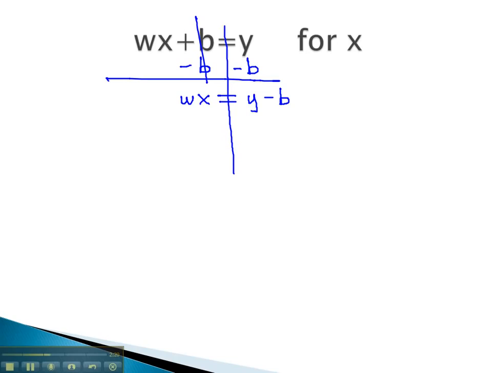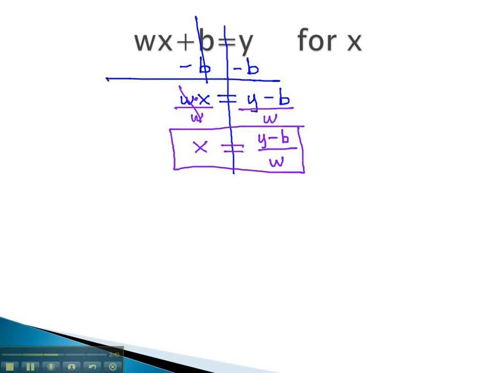Now, to get the x alone, we simply have to do the opposite operation. It's x times w, so we will divide by the variable we want to get rid of on both sides. The x is now alone, and our final answer is the expression y minus b over w. And this becomes our solution. Again, notice the variable we wanted, x, is all alone on one side. Let's try another equation.